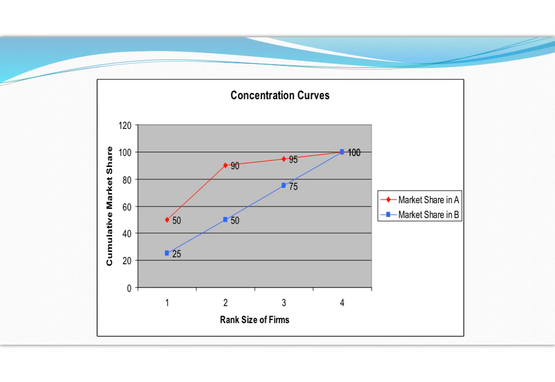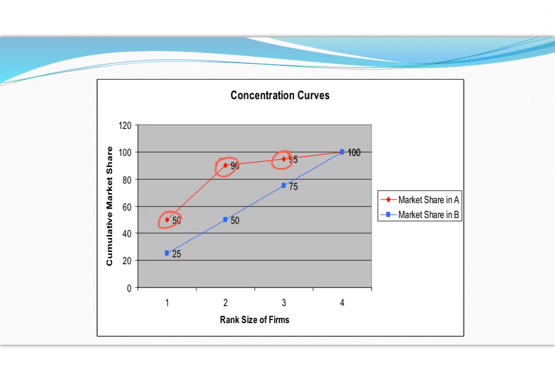Both of these markets have 4 firms, and then the cumulative market share is on the vertical axis. The red line is market A, the blue line is market B, and all we're doing is adding up the market shares moving from left to right. So in market A, the first firm had 50% of the market share, the second firm had 40%, so the top 2 firms have 90%. The third firm had 5%, so the top 3 firms have 95%, and we're just plotting those points out.